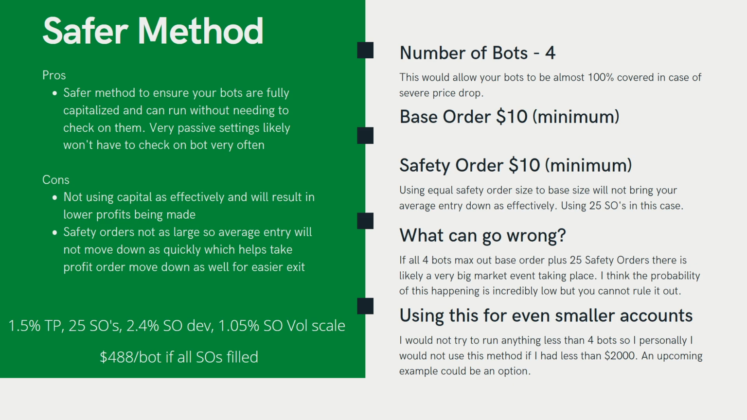Using an equal safety order size to your base size won't bring your average entry down as effectively as having a larger safety order would. So that's one drawback to this: your average entry won't fall as quickly, which allows the bot's take profit price to fall faster as well, so that you can get out of your trade. And in this case, I'm using 25 safety orders, which again is different than my previous videos. So I made this video just for you guys.